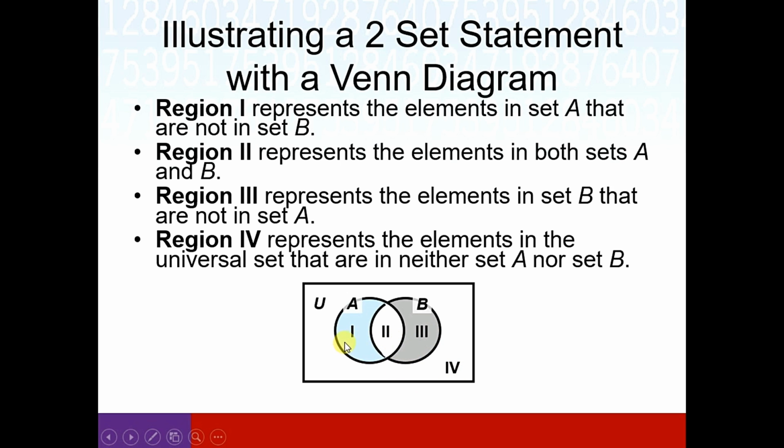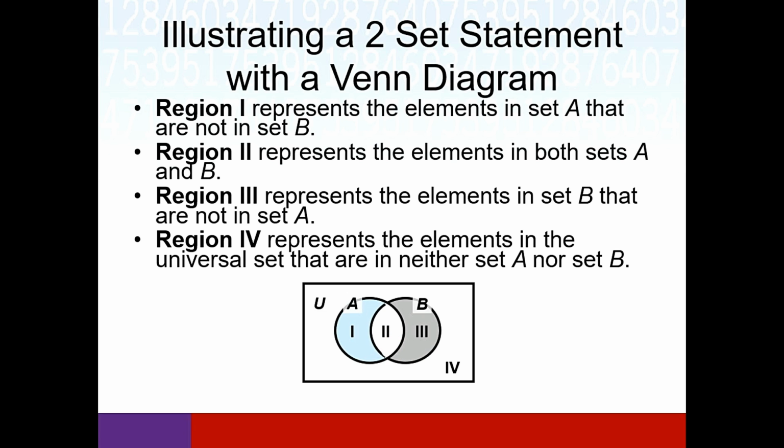So, this first region will represent the elements in set A that are not in set B, while this middle region, region 2, will represent the elements that are in both set A and set B, while region 3 will represent the elements in set B that are not in set A, and finally region 4 will represent the elements that are in the universal set but neither in set A nor in set B. Okay, so that is very clear.